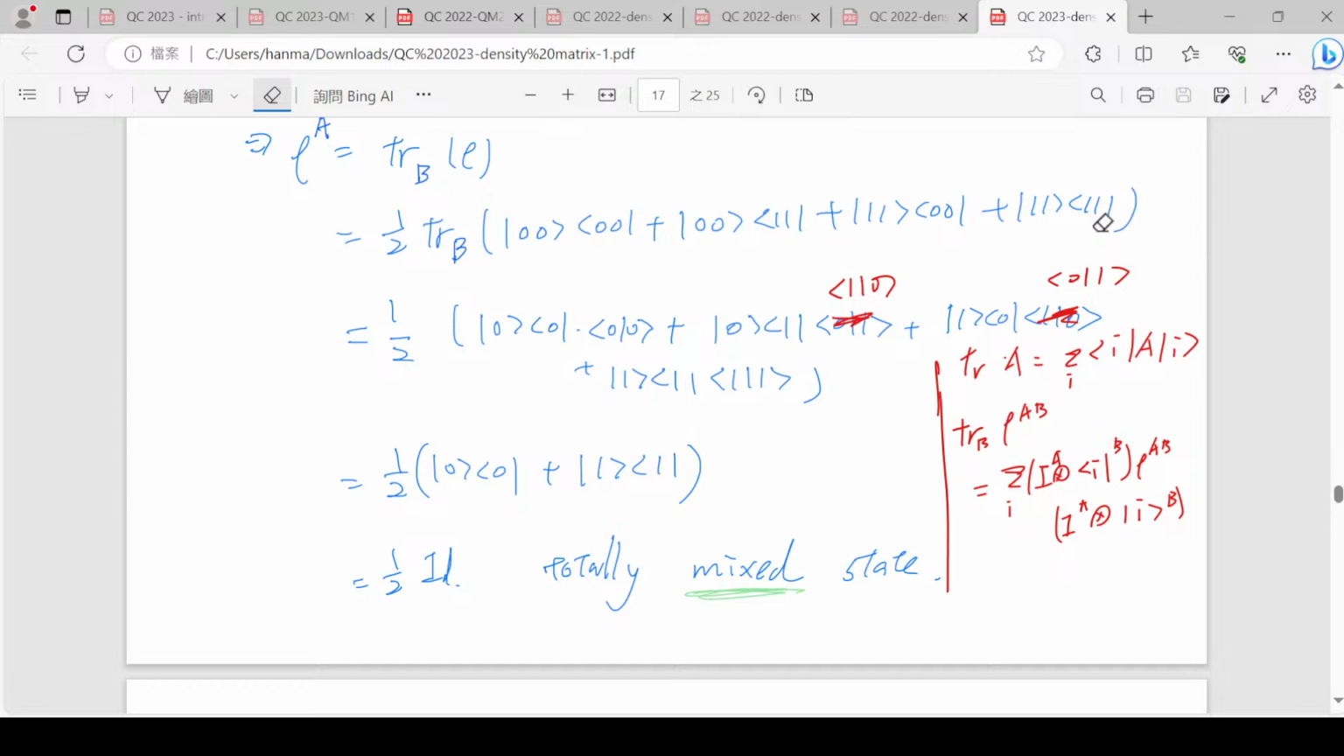Any questions? Otherwise, we are a little over time, and I think we can stop here. This is how partial trace and the reduced density matrix work. Okay, so see you next Tuesday. We'll keep catching up on our progression.